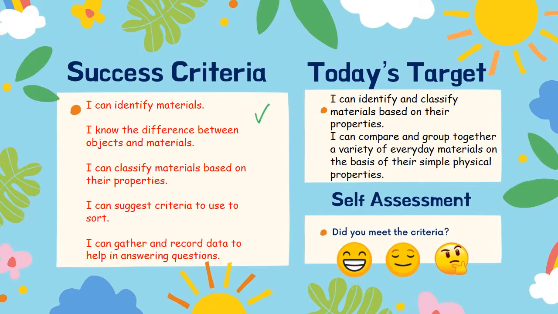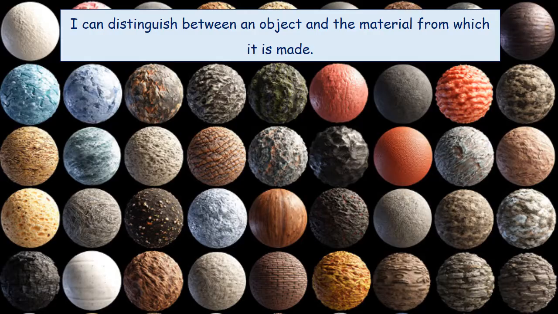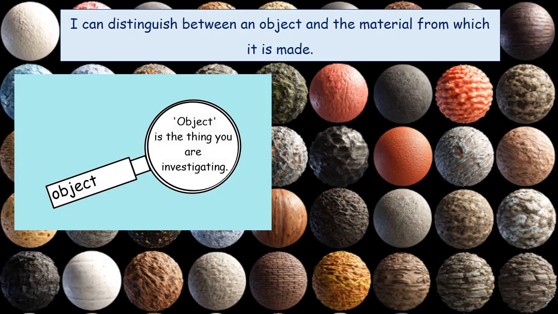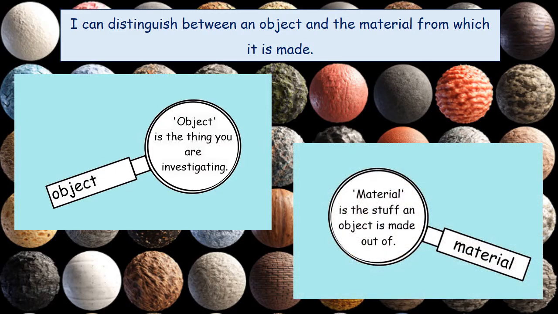By the end of the lesson, you will be able to identify materials. You will know the difference between objects and materials. You will classify materials based on their properties. You can suggest criteria to use to sort, and you will gather and record data to help in answering questions. So far, you have learned that an object is a thing that you are investigating, and the material is the stuff that an object is made of.